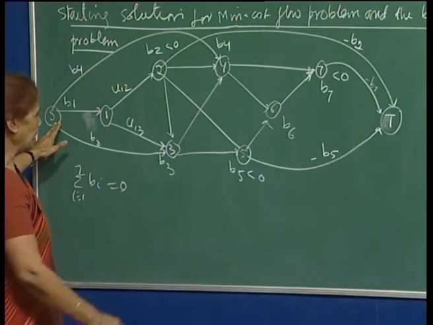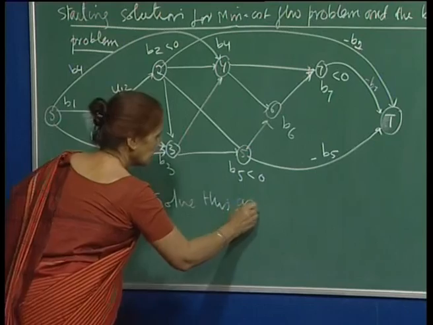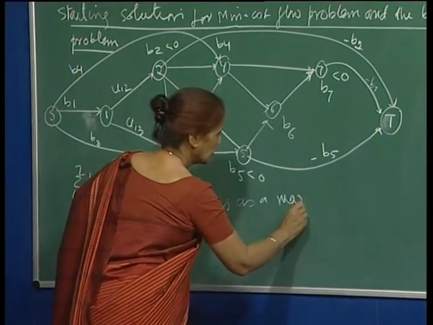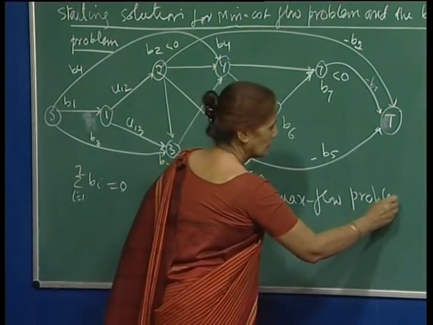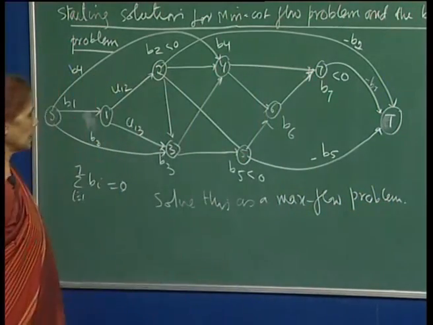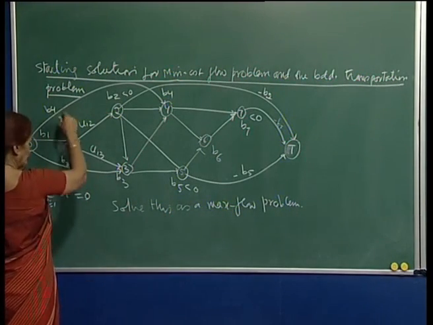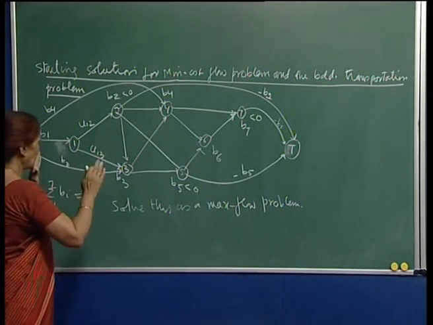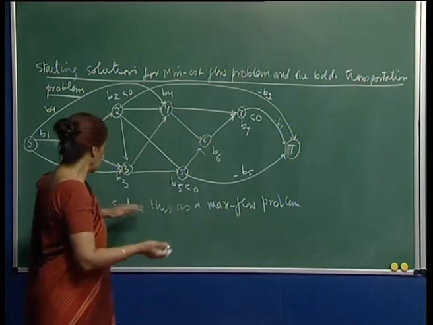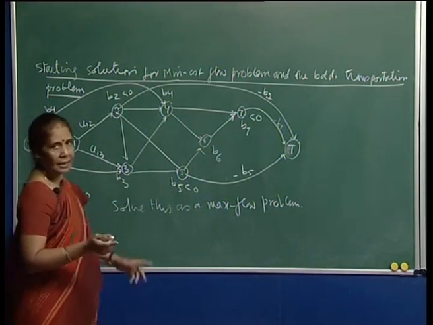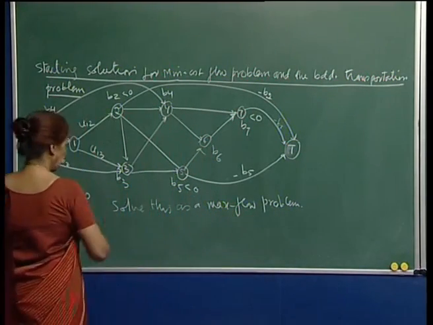Now you want to solve this as a max flow problem. And you can see that, because you want all the supplies to be used up, once you use up all the supplies, since the sum of b_i is 0, all the demands will also be met, and so that will be a feasible flow in the network. Solve this as a max flow problem.